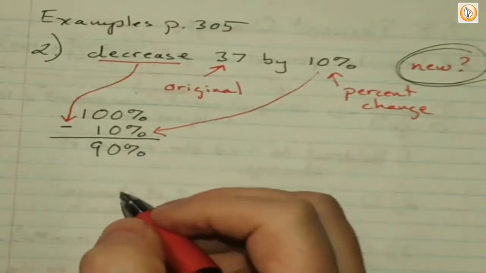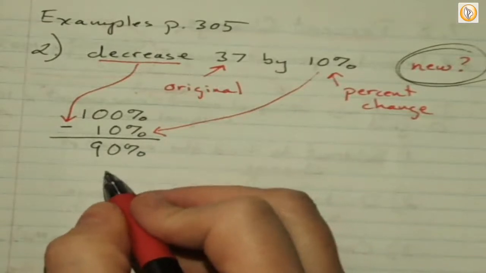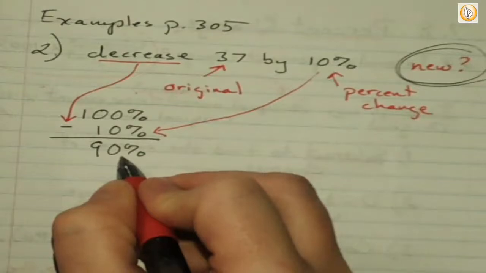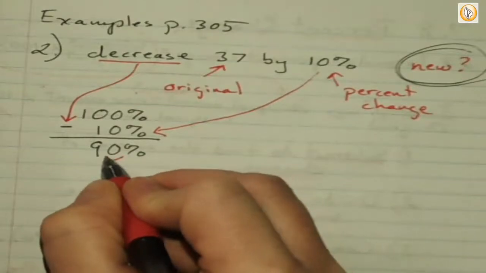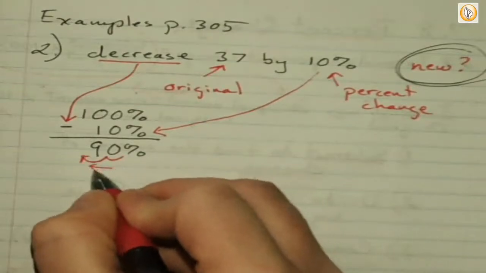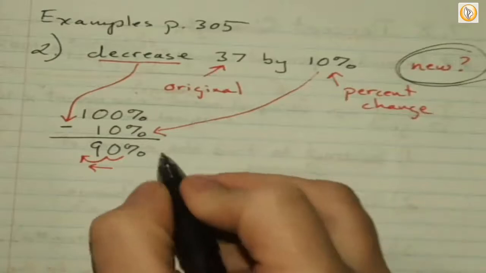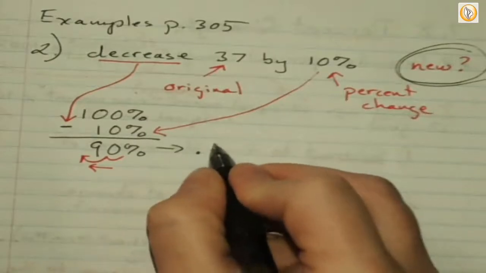Change that to a decimal. How do you do that? Joseph? Move the decimal 2 places to the left. Good job. So we get 0.9.